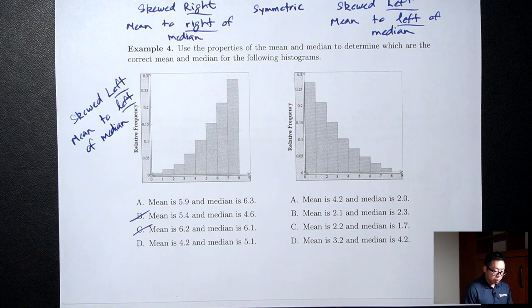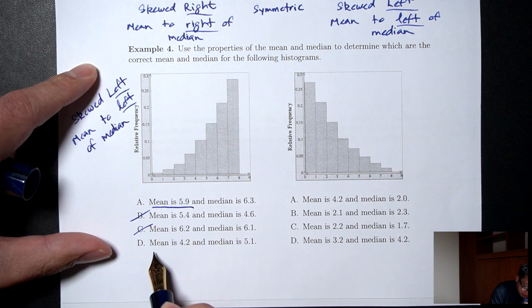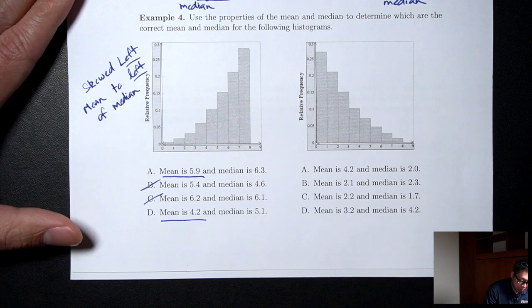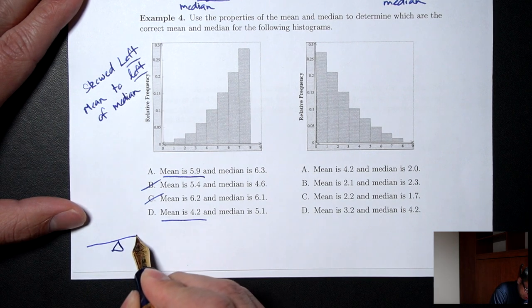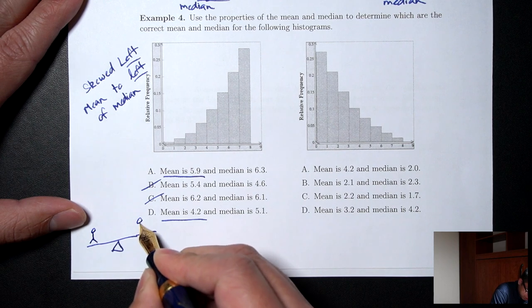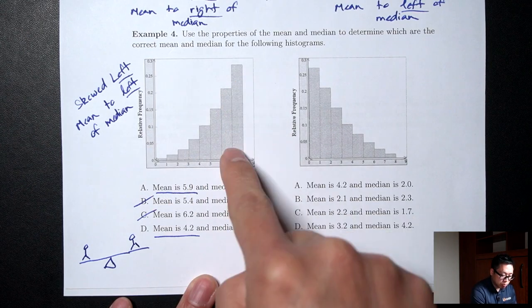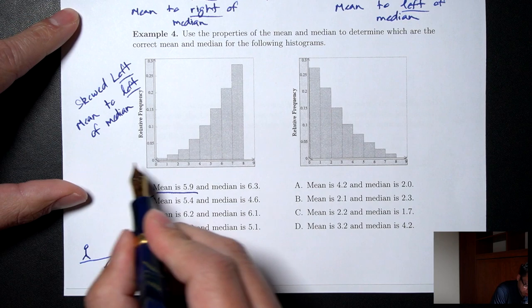To pick between these choices, look at the mean on both of them. So here, part A, mean is 5.9. D, mean is 4.2. Now, the other fact that you need is, do playgrounds have seesaws anymore? If you go to a playground, do you see this thing anymore? A seesaw where you have two people on two ends and they go up and down? That's a seesaw. Okay, imagine the histogram, these bars on a histogram as blocks of wood.